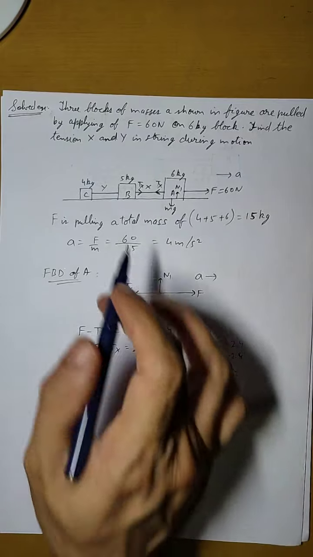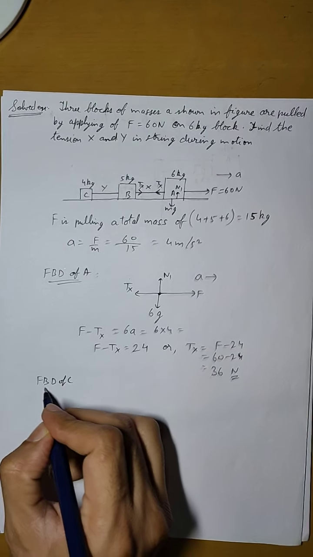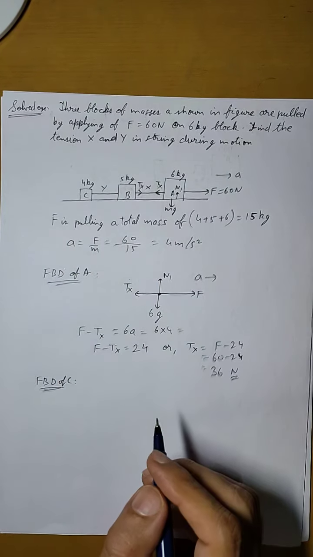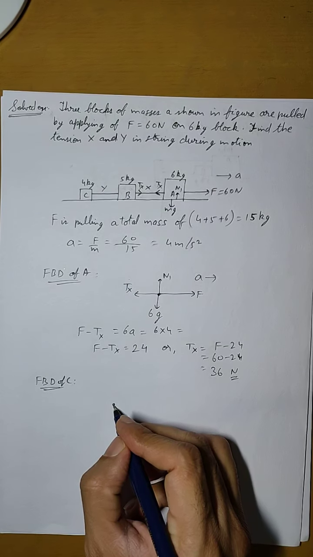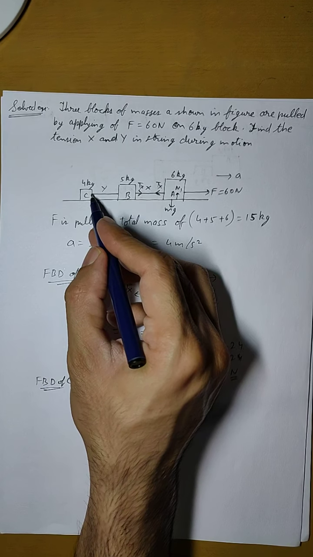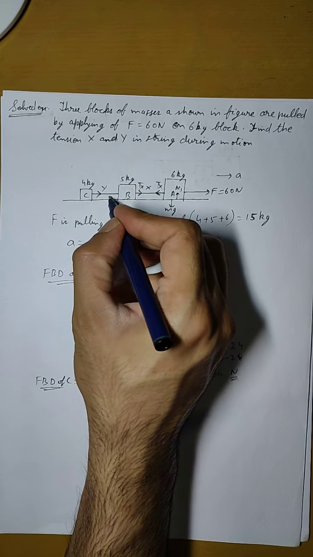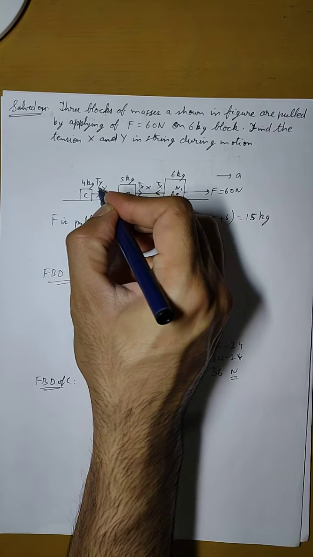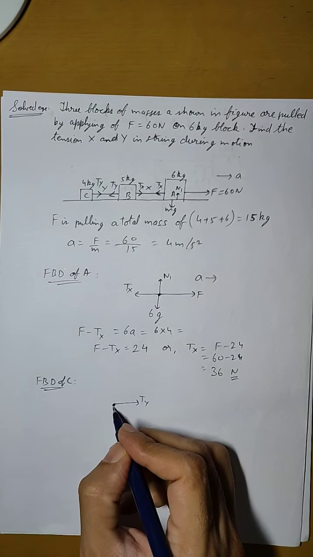Now we will calculate the value of Ty. For that we will make a free body diagram of, let us say, C, because it will be easier. Now for C, the only force that is applied which is helping C in the motion is in this direction, and that will be this tension, which is Ty.